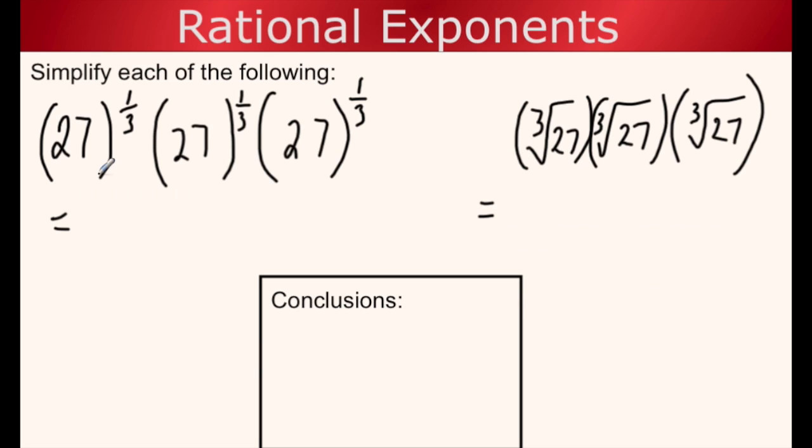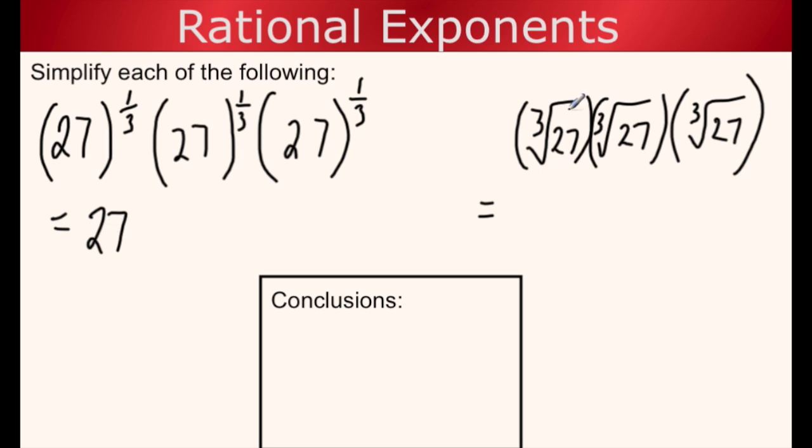Let's look at this one. Say I have now 27 to the power of a third times 27 to the power of a third times 27 to the power of a third. Again, using our product rule, which is when you're multiplying powers of the same base, you can add the exponents. You add a third and a third and a third, you get 1. So this is, again, just 27. And you're taking something times something times something to get back that 27.